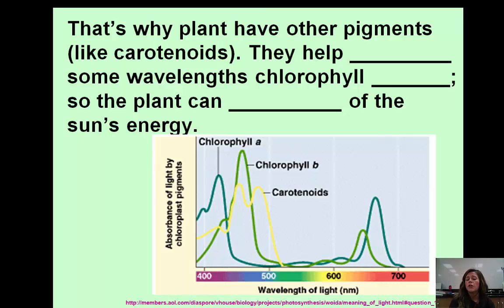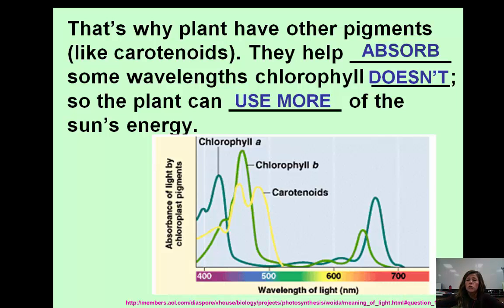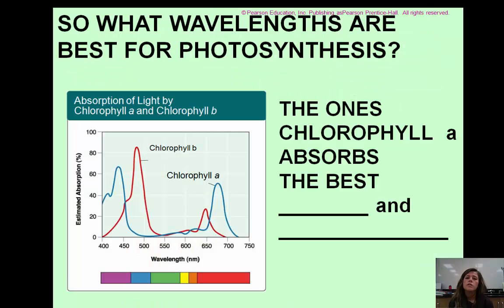That's why plants have other pigments like carotenoids. They help absorb some wavelengths that chlorophyll doesn't absorb. Chlorophyll obviously doesn't absorb the green. However, carotenoids absorb green, and plants can then use pretty much the whole spectrum of light, or the sun's energy. So what wavelengths are best for photosynthesis? The ones chlorophyll A absorbs the best, and that's going to be red and blue-violet.